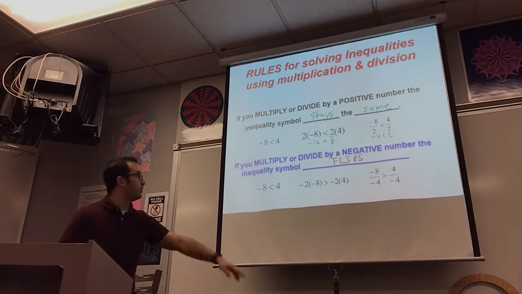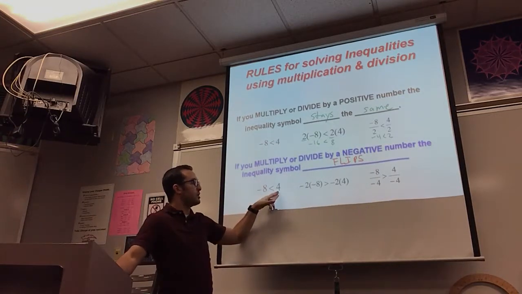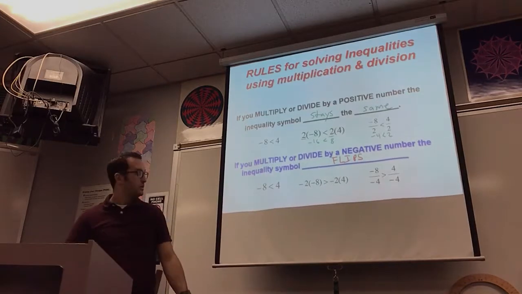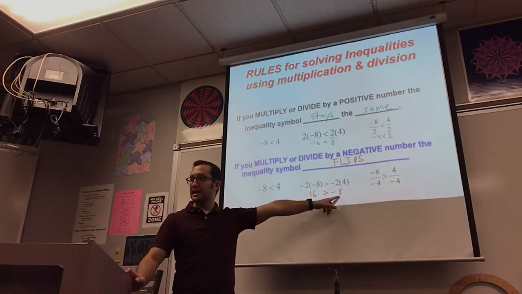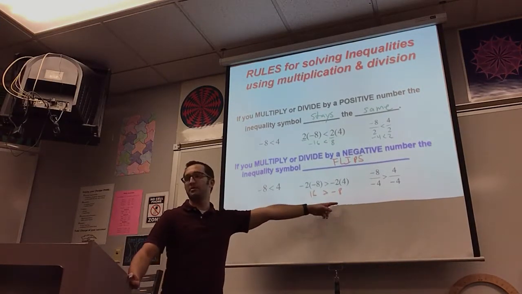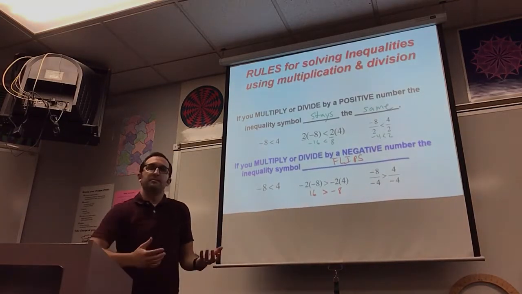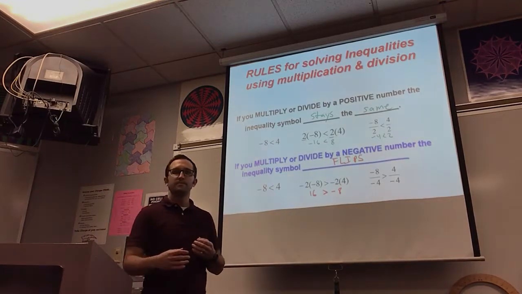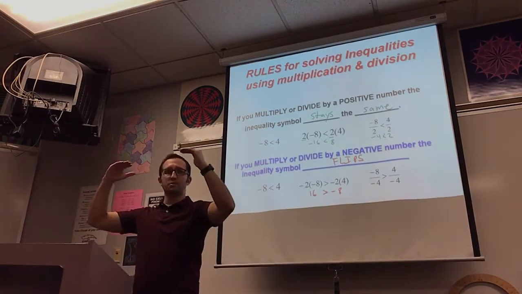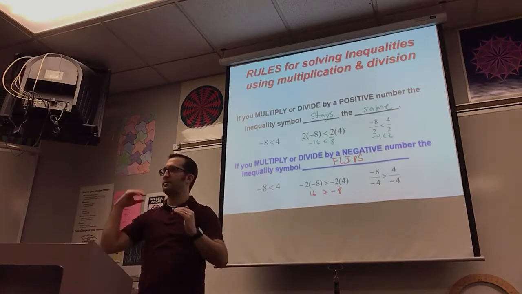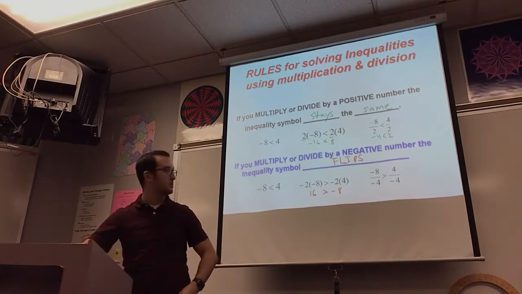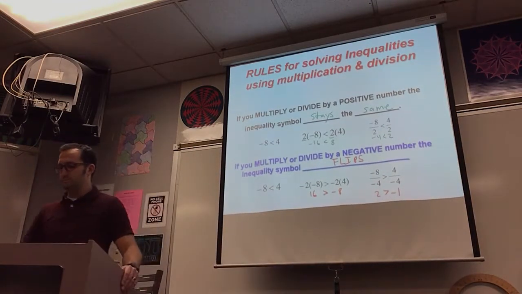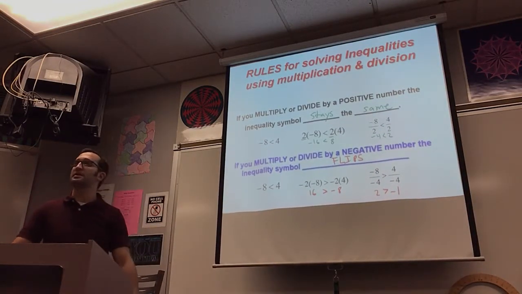When you multiply or divide by a negative number, the inequality symbol flips. So the same statement, negative 8 is less than 4. If I multiply those by a negative 2, what will I get? I'll get 16 is greater than negative 8, right? It has to flip. And it doesn't just flip just because. It flips because you're changing the sign. If you have a positive and a negative, when you multiply by a negative number, you'll get a negative and a positive. It changes the meaning. And here, 2 is greater than negative 1.